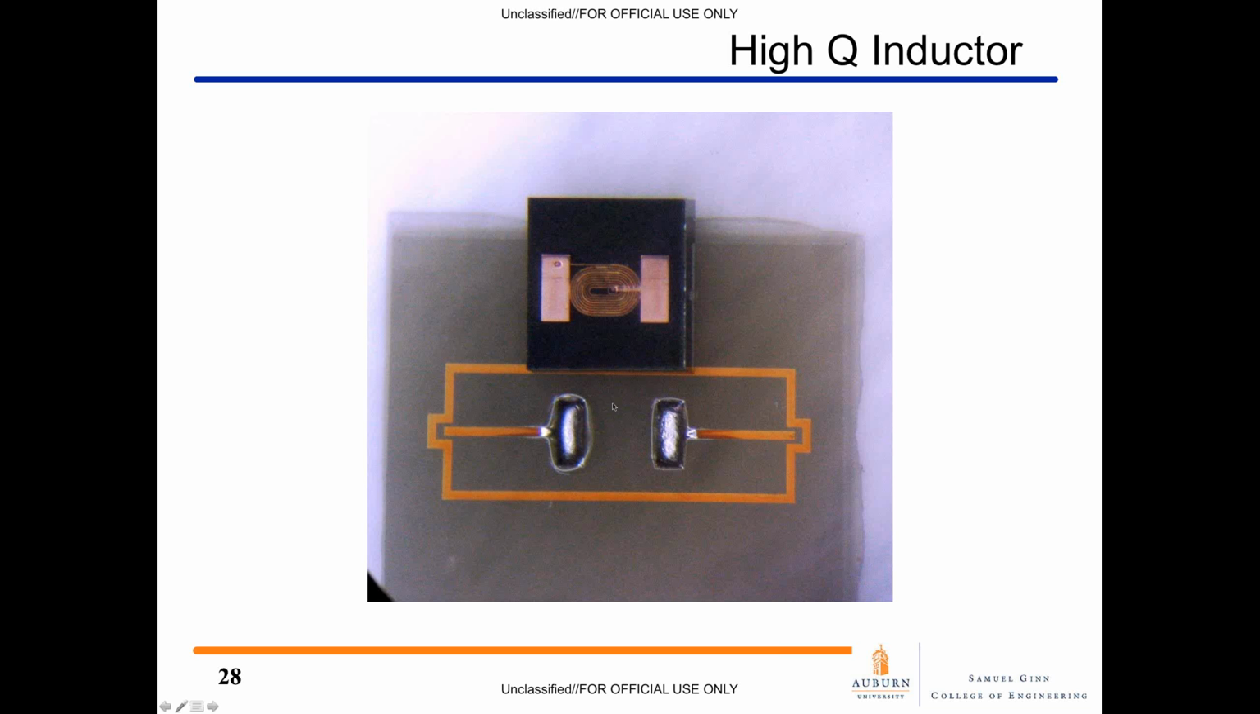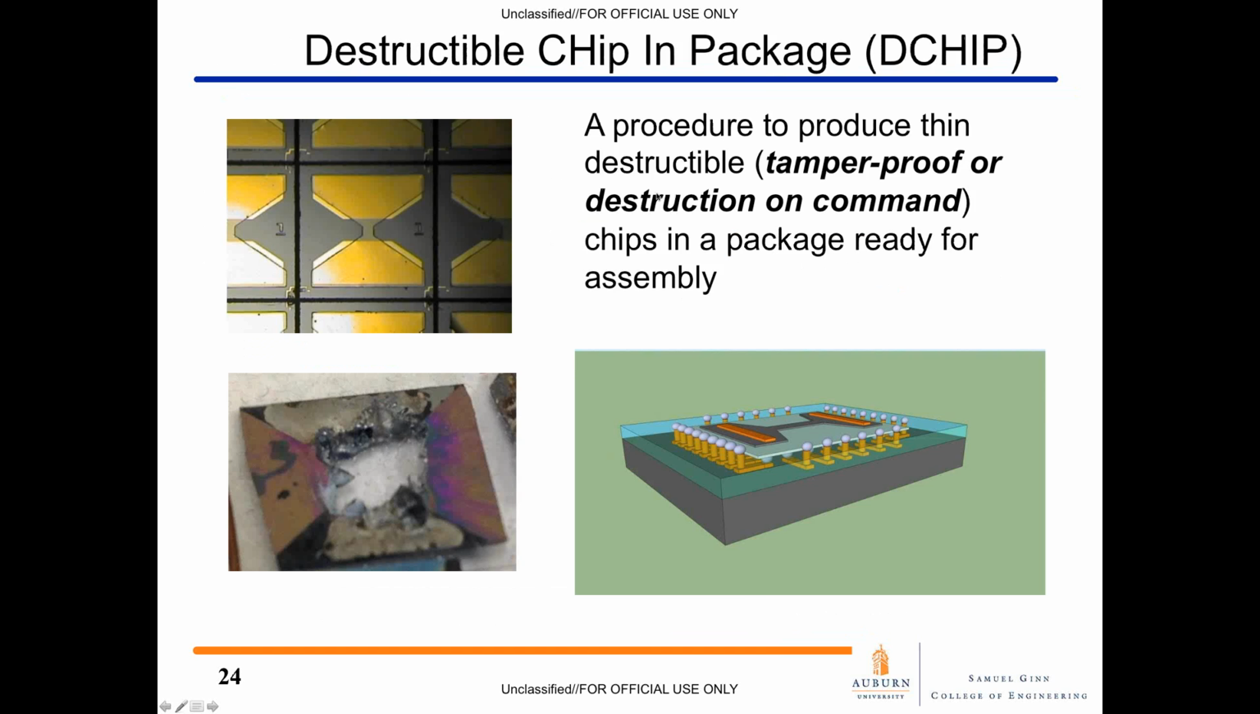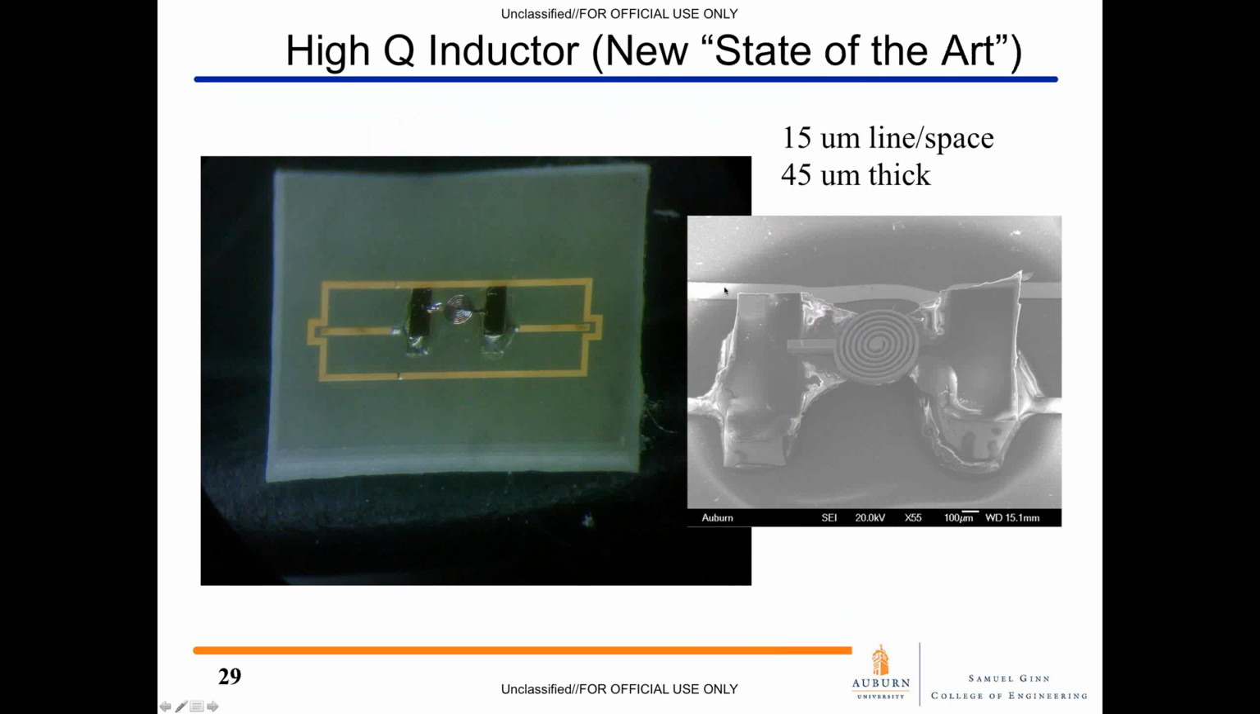And you can see the chip here, placing it on a substrate, and then after removing the silicon, you can see the spiral here. And this right now is the new state-of-the-art, where what I showed you a second ago was the state-of-the-art at the time, doing 20 micron line and space and about 5 microns thick. We've developed a process for doing 15 micron line and space, and could probably do better than that, at 45 microns thick. That's what they had specified for us.